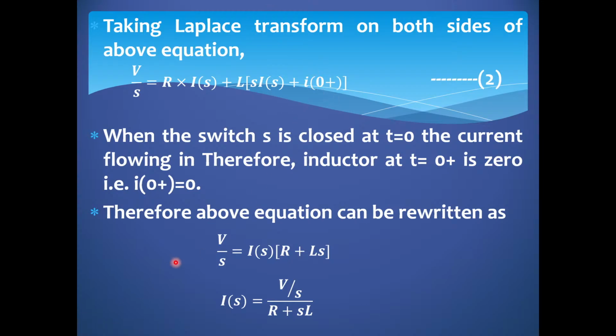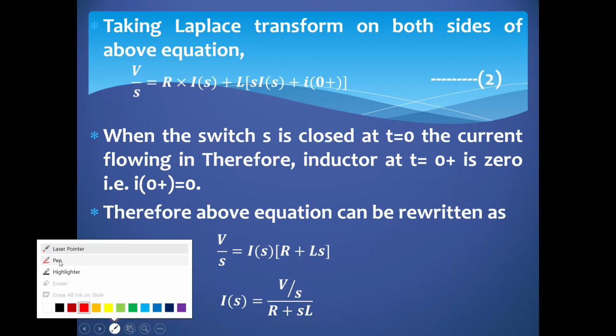Now, as soon as the switch is closed at t equal to 0, what will happen? Current has to flow in the circuit. So the inductor acts as what? The current flowing through the inductor at t equal to 0 immediately, no current will flow. It acts as a short circuit or open circuit. What did I say?